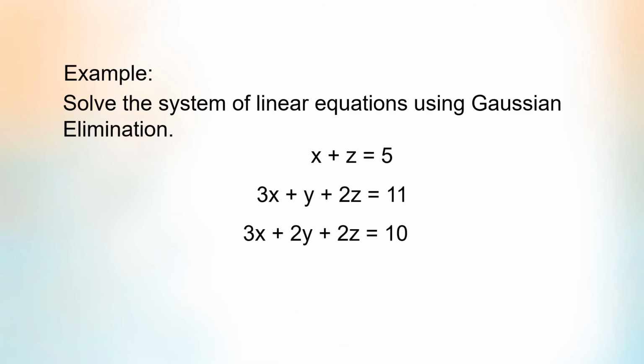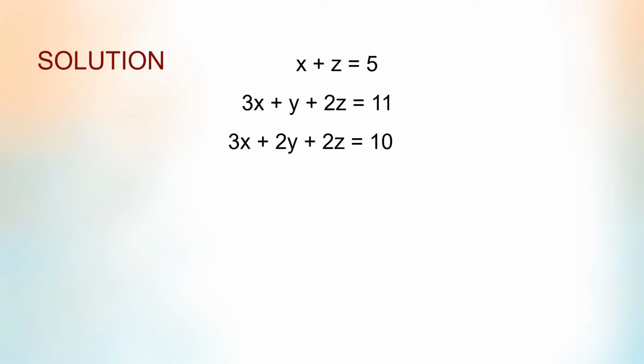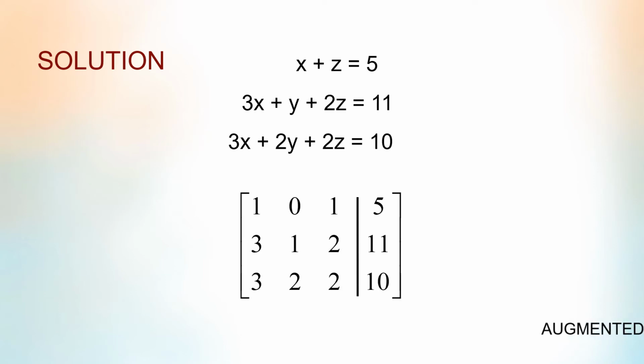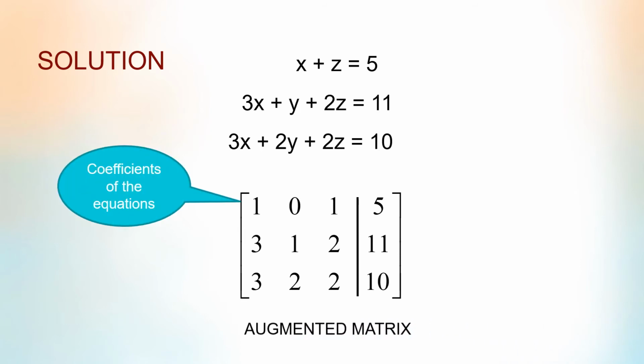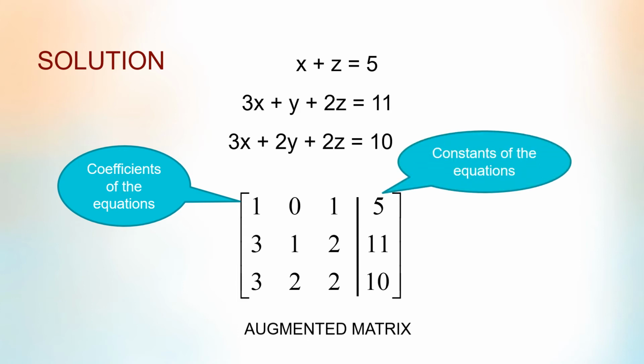Now let's try another example. The first step is to write the augmented matrix for the system. That is, the left-hand side of the augmented matrix are the coefficients of the equations, and the right-hand side are the constants of the equations. Notice that a missing variable in the first equation corresponds to a zero entry in the augmented matrix.